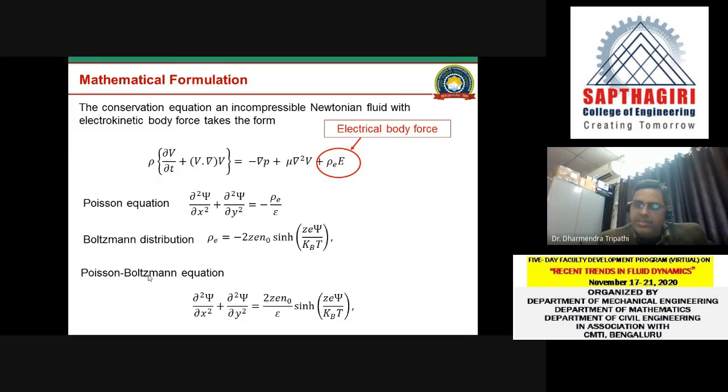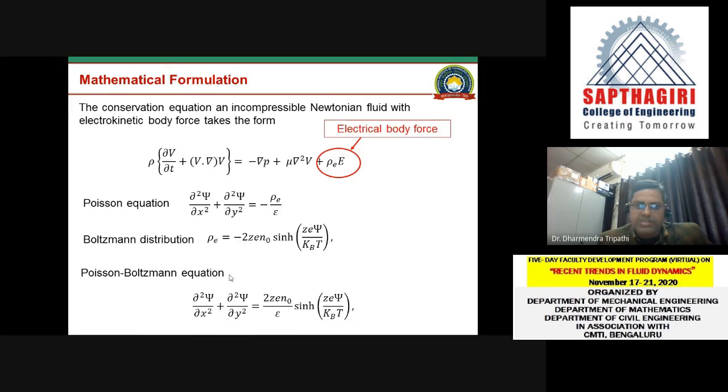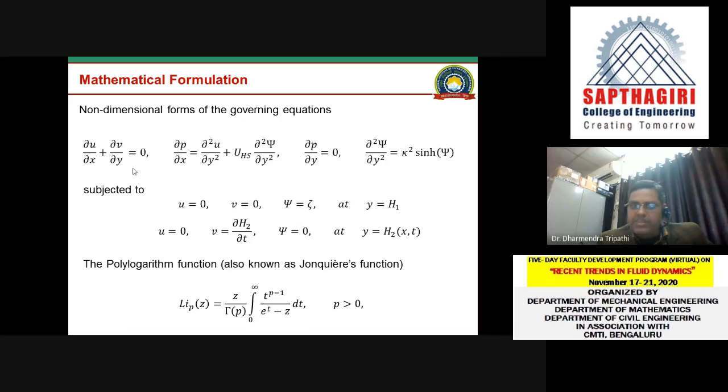All these things are very basic, nothing is new, but with the help of these basic things we can discuss, or analyze, the new result, which is very applicable in biomicrofluidics applications. So the process is the same. We have done non-dimensional analysis with the help of a scaling process, and we have converted our governing equations into non-dimensional form.